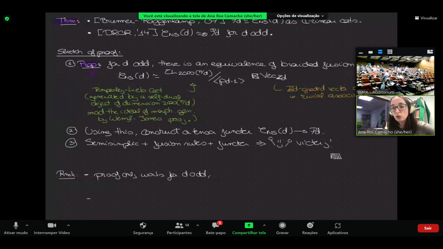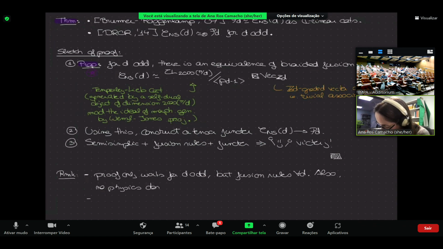But the fusion rules hold for any value of D, and there was no physics obstruction telling us this shouldn't work. It was kind of clear if you check the literature that this should work altogether. It was just more like, what do we do now? What's the maneuver here to go over this obstruction? Let me just write that down for you. So, no physics. This was the biggest obstacle.